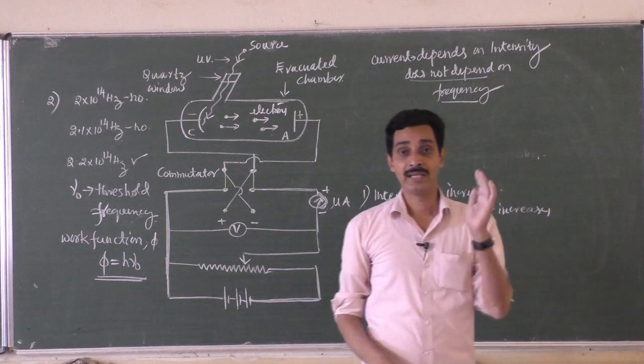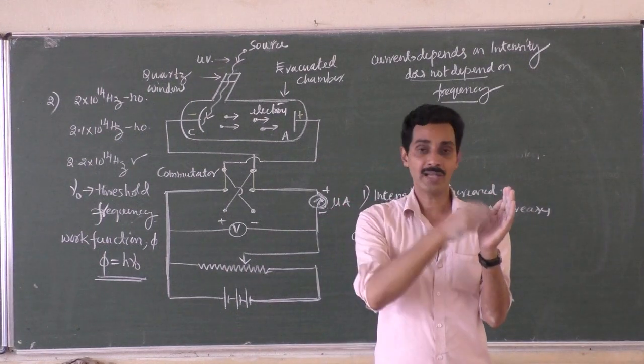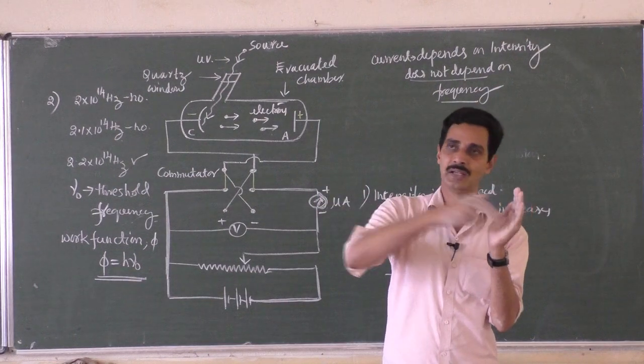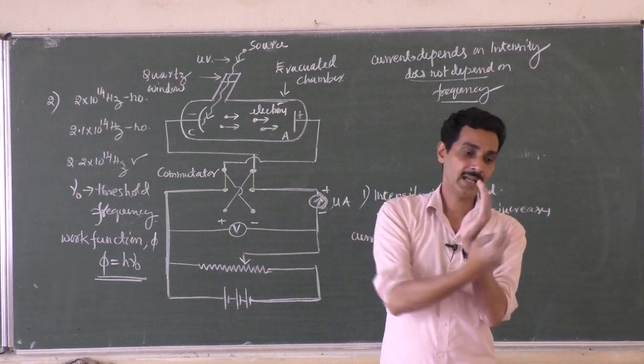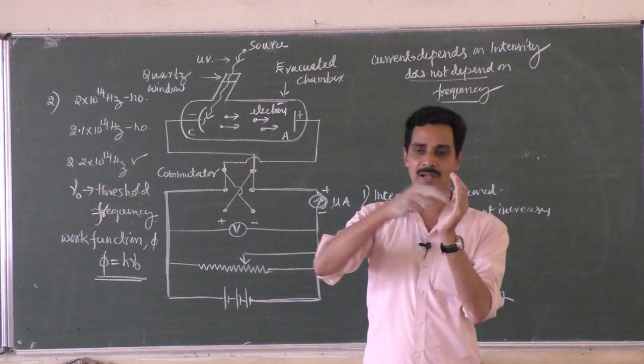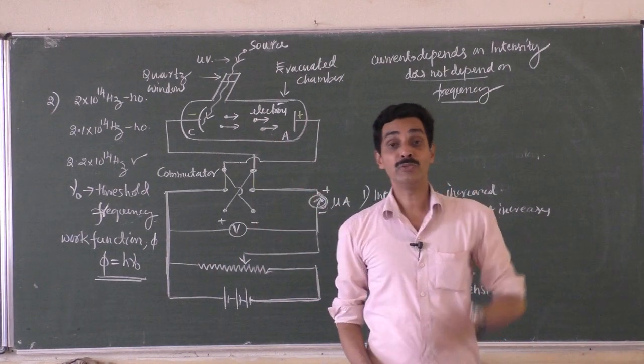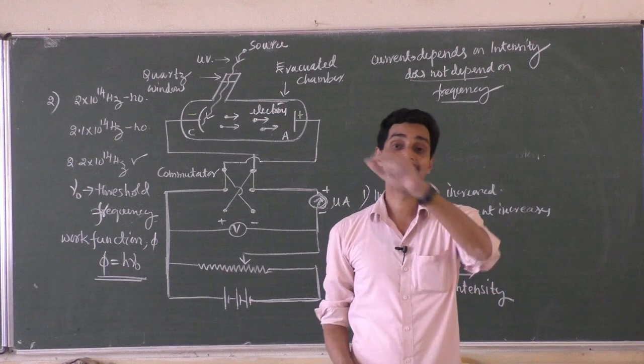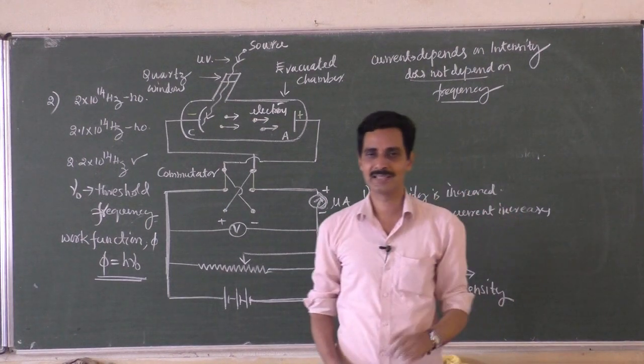And usually electrons will have kinetic energy just opposite to the way in which light is falling. When the light falls from here, electrons are not emitted from the backside. They are emitted from the front side only. Electrons come out and they start moving. With what kinetic energy? That depends on the incident energy. This is what Einstein studied.